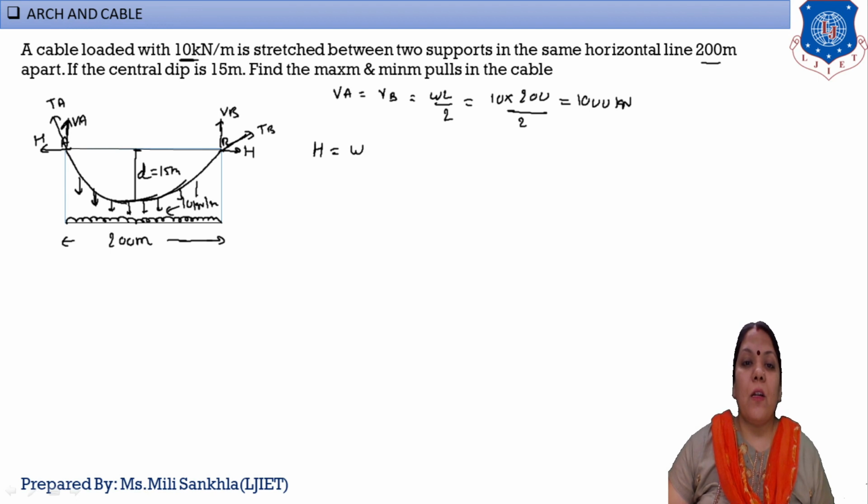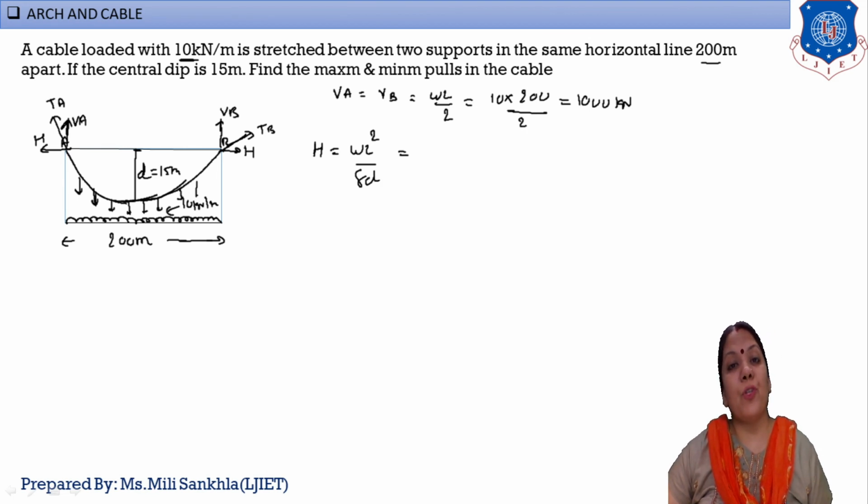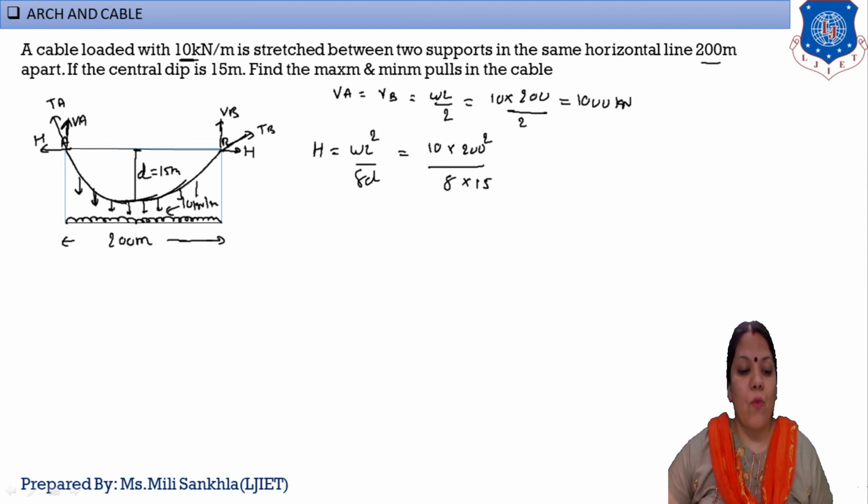Now what is the equation of horizontal reaction? That is W L square by 8D. Now one by one, what is W? W is equal to our UDL load, that is 10. The distance between these two points is 200, squared, then 8, and D for dip is equal to 15 meter. Now our value of H is equal to 3333.33 kilonewton.